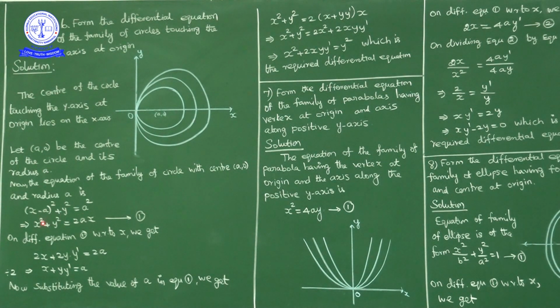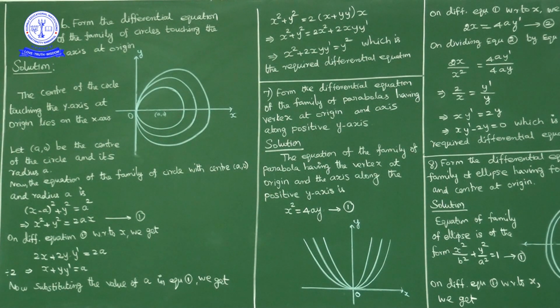a square cancels on both sides. So what we have is x square plus y square is equal to 2ax. Now here we have only one arbitrary constant, so we have to differentiate only once.